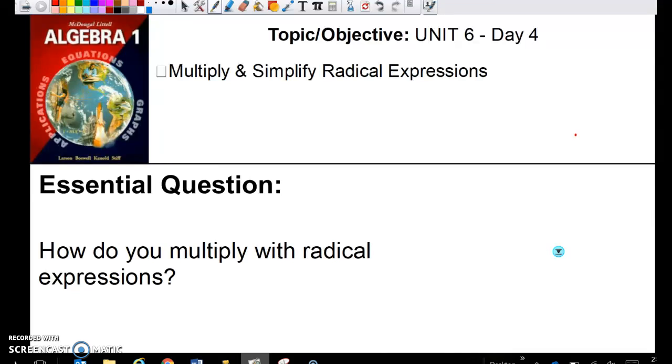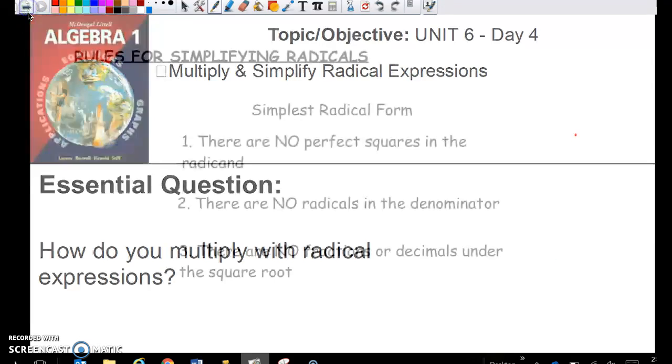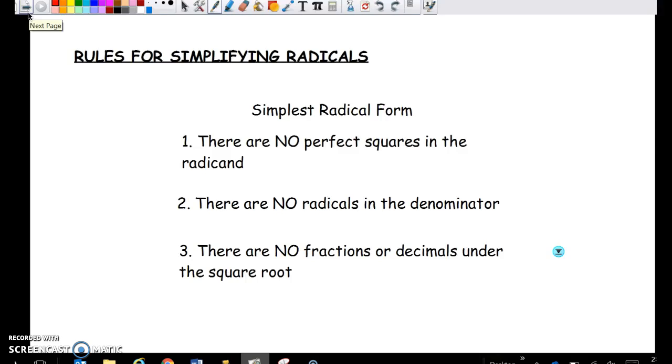All right, welcome to Unit 6, Lesson 3. It's actually the fourth day of us doing this, but it is Lesson 3. It's the third thing we've learned how to do. We're going to multiply and simplify radicals.